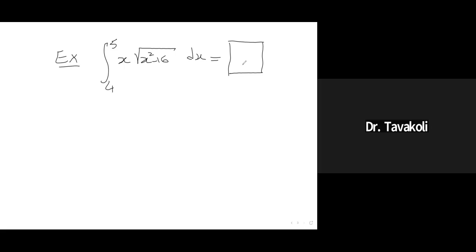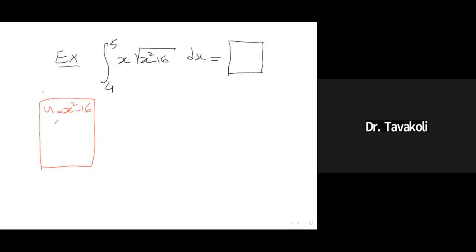So under the radical, I have x squared minus 16. A good substitution for this problem is, we let u be what? Under the radical, we have x squared minus 16. To try to simplify this problem, we let u be x squared minus 16. And soon we'll see that that's a very good substitution.